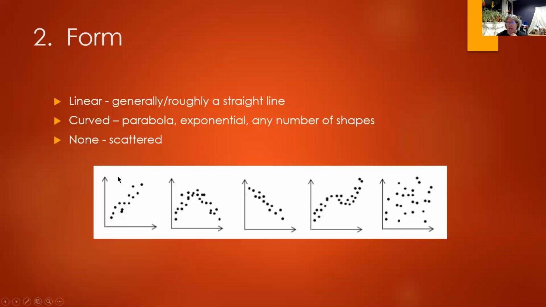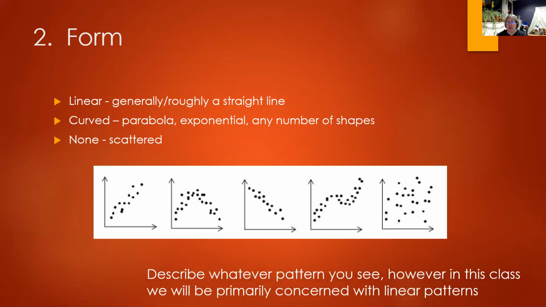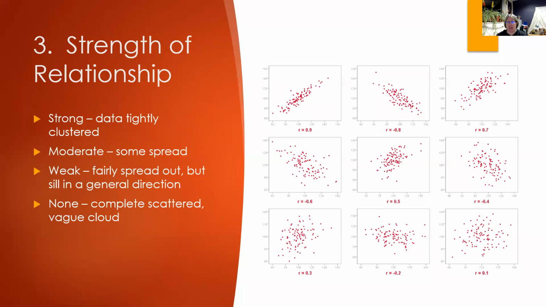The next thing we would look at is the form. So again, we're talking about, is this a line or does it have some sort of curve? Or does it look like you gave my nieces a jar of glitter and they just threw it everywhere and made a mess?